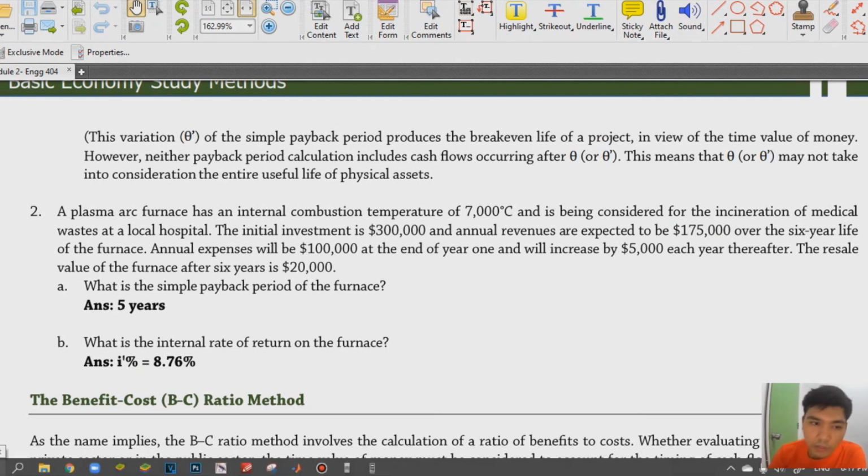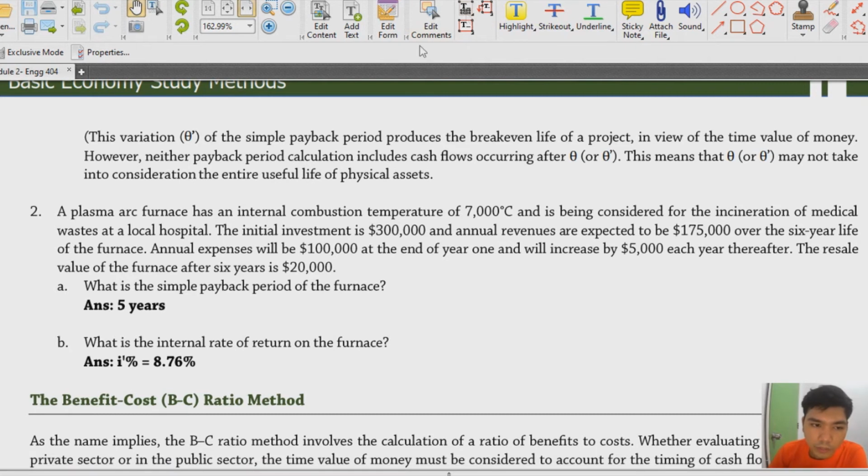And in this problem, it asks us to determine what is the internal rate of return of the furnace. So, remember, if we use our present worth, that is equal to 0. And in computing our IRR, we just have to equate all the revenues and the expenditures itself so that we can determine our I. So, from the initial investment, we could say that it is 300,000 here. Okay? So, it is at present. So, we have no problem there.